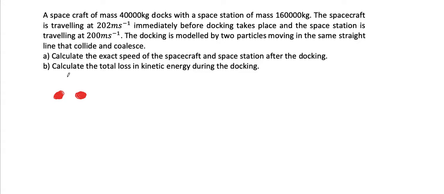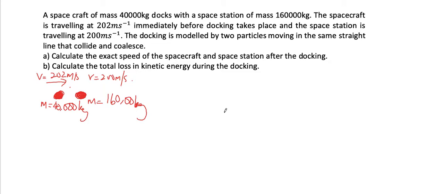Now the spacecraft is traveling at the speed of 202 meters per second. That's the V. And the space station is traveling at 200 meters per second. The mass of the spacecraft is 40,000 and the mass of the space station is 160,000, both in kg.